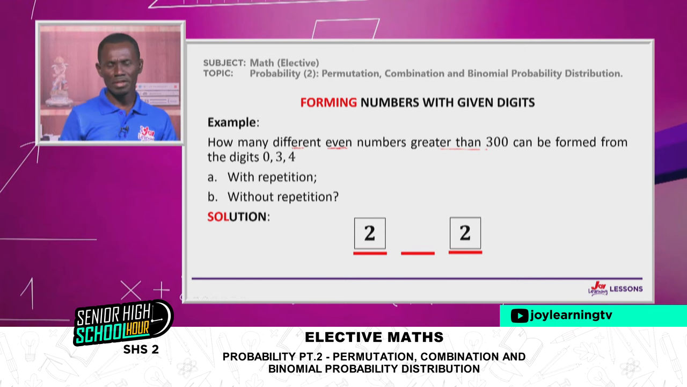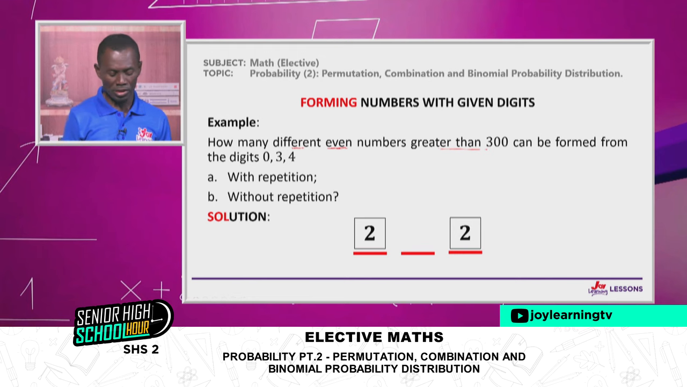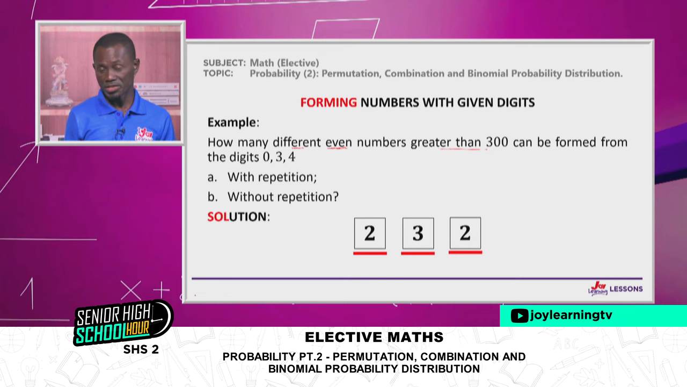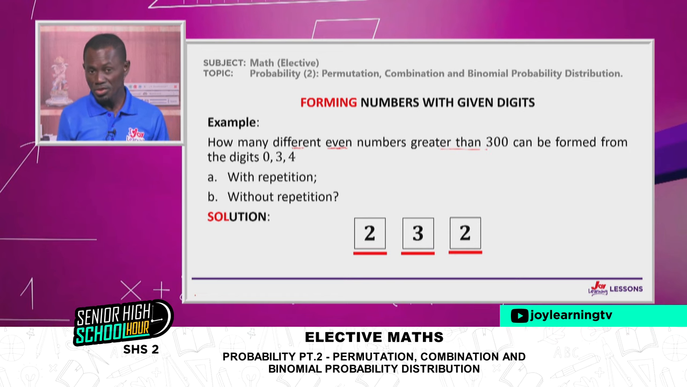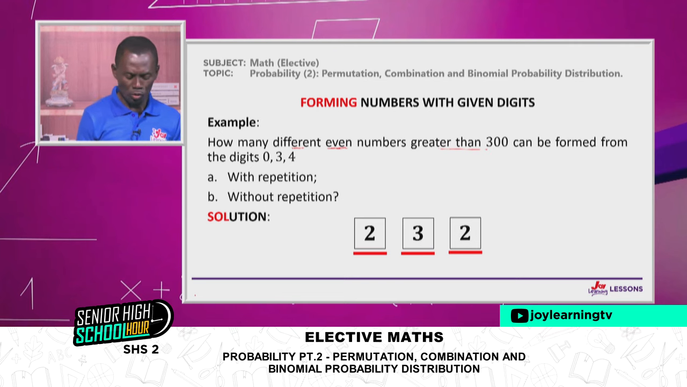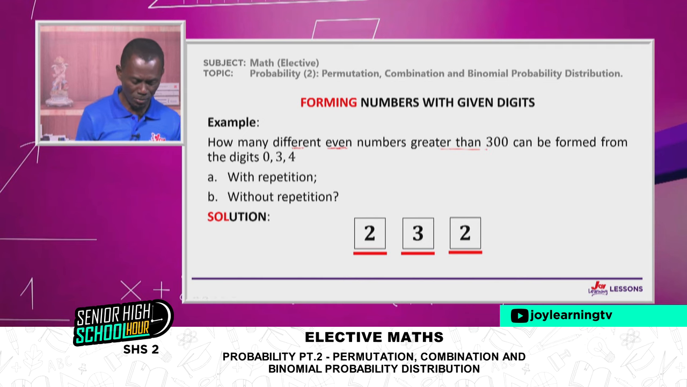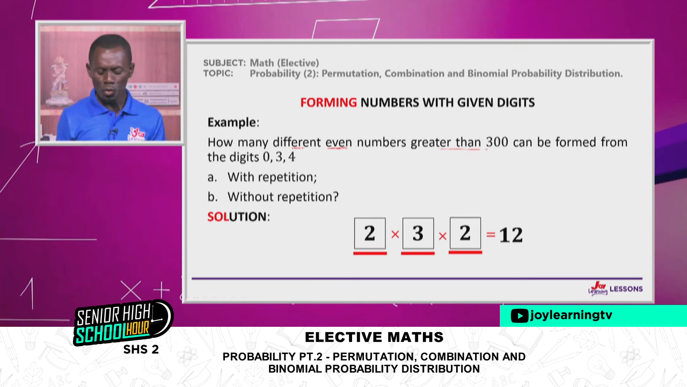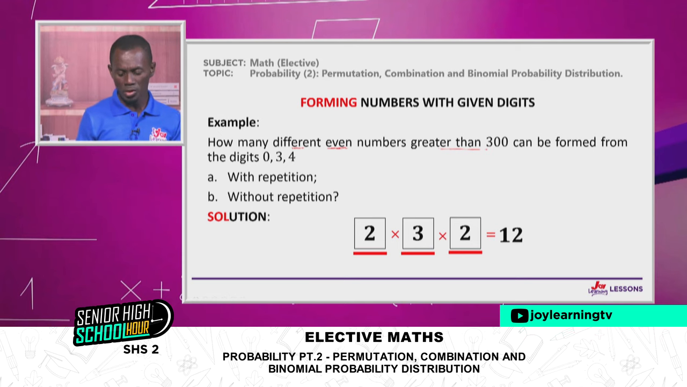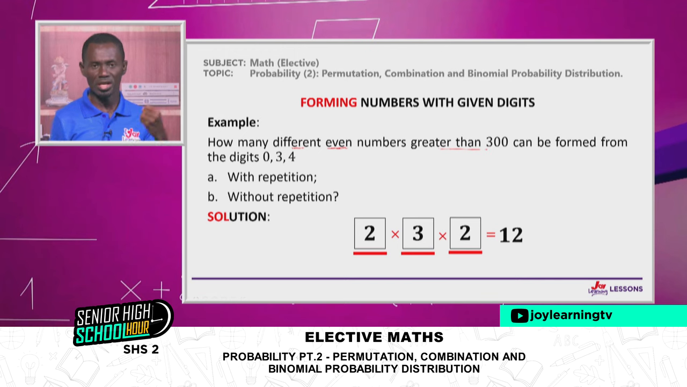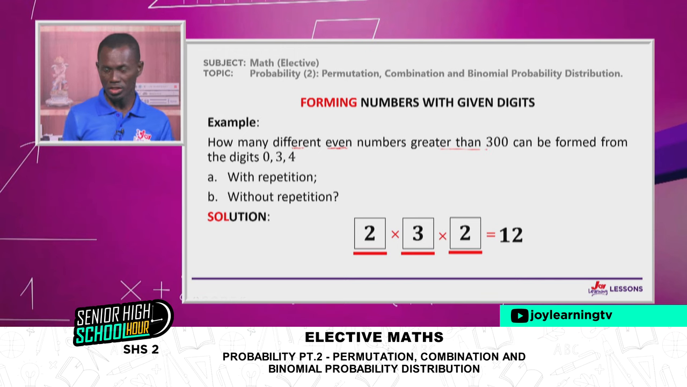And then the middle space. Since it is with repetition, I can use all 3 numbers again. So I could have, for example, 3, 0, 0. And it doesn't matter. So what do I do with all this, 2, 3, and 2? I multiply them. And my final answer is 12. It means that I can have 12 different even numbers greater than 300 if I was to form the numbers from the digits 0, 3, and 4. You get the trick now.